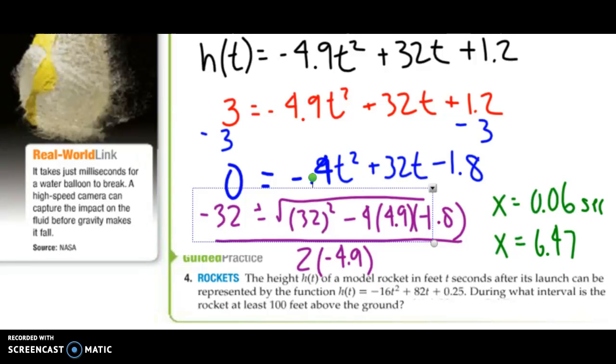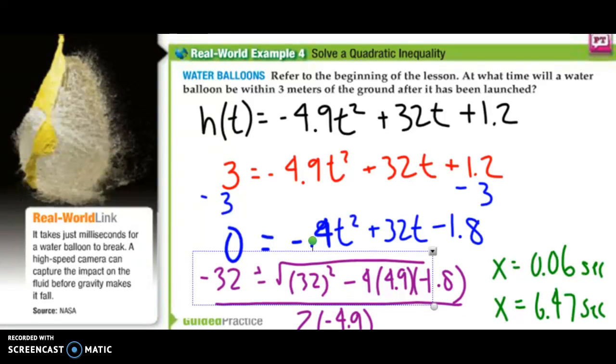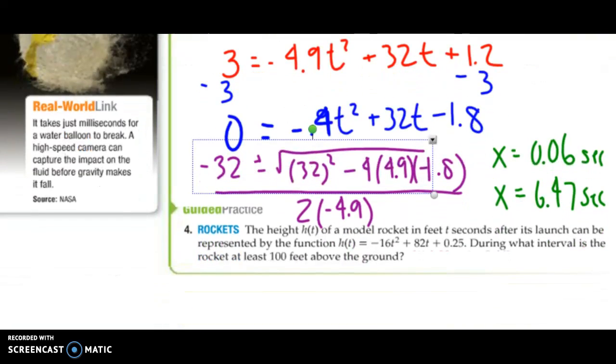Okay? Those are both in time. Right? So the question is, if I go back to the original question, at what time will the water balloon be within 3 meters of the ground after it has been launched? So there's 2 times, okay, after it gets launched, right away at 0.06 seconds, and then it's going to go up to its max height and then come back down in approximately 6.47 seconds. Okay? So it'll be within 3 meters at both of those times.